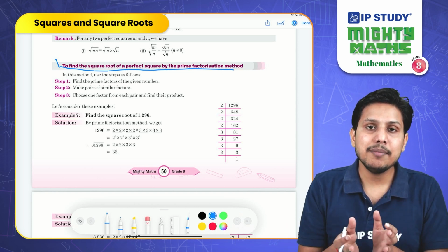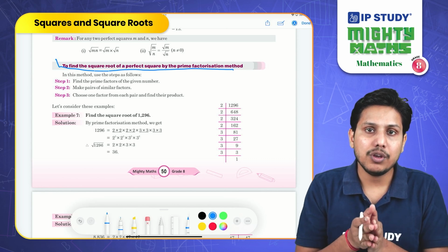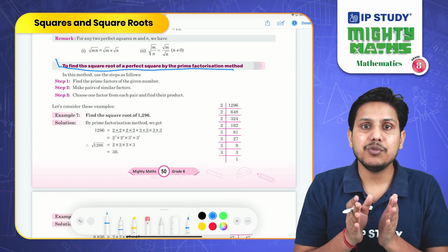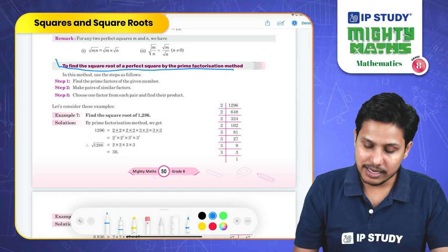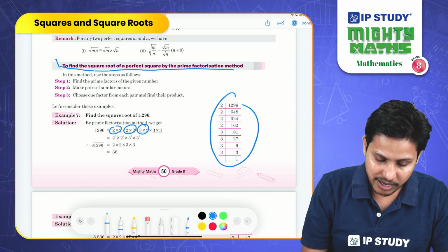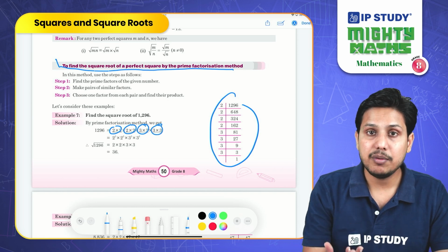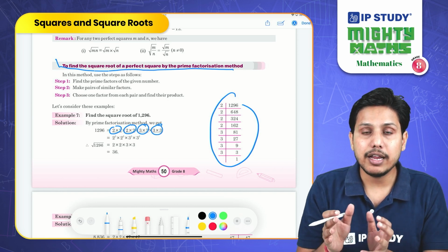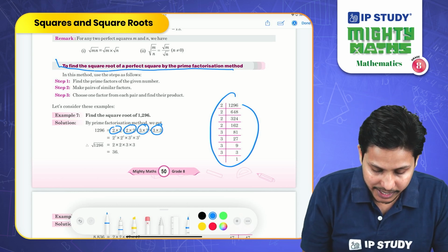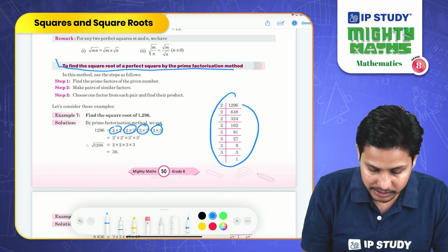Now using the same concept or method, you have to find the square root of a given number. For that you will prime factorize the number and make pairs like this, which we have already understood. If the number is a perfect square, then we'll see that all the prime factors will be paired. Now we can also write these in the form of exponents.